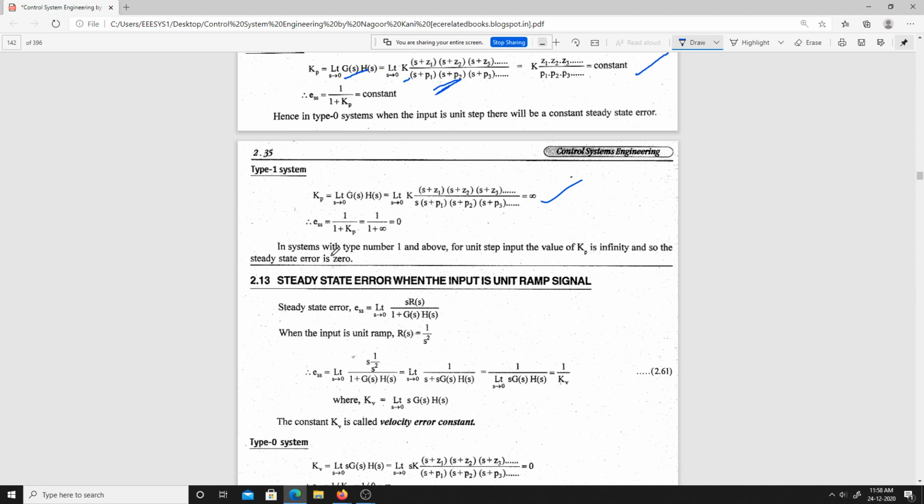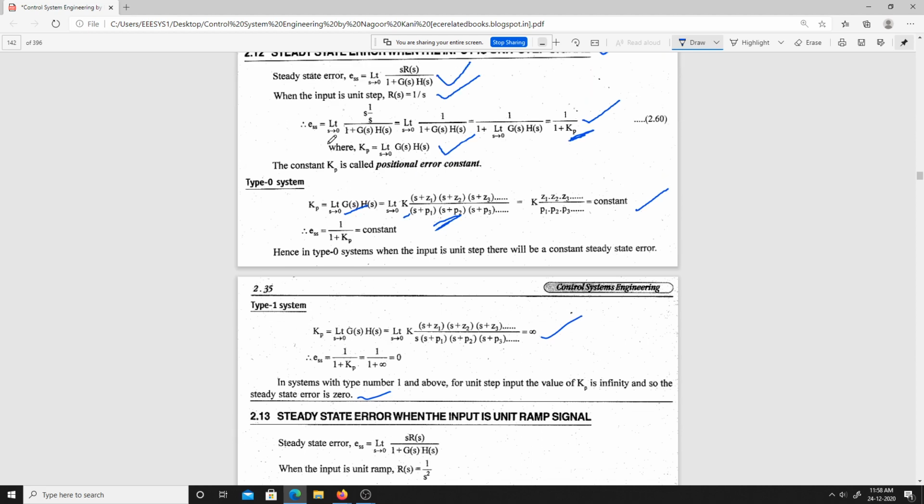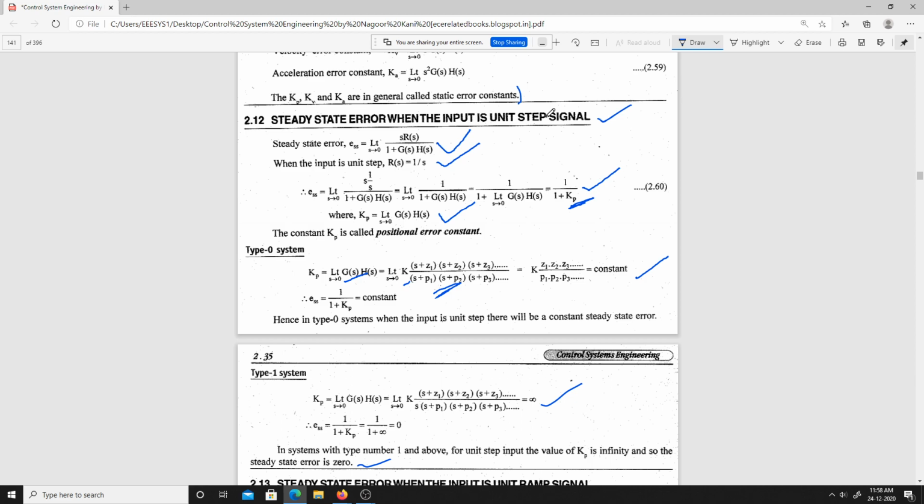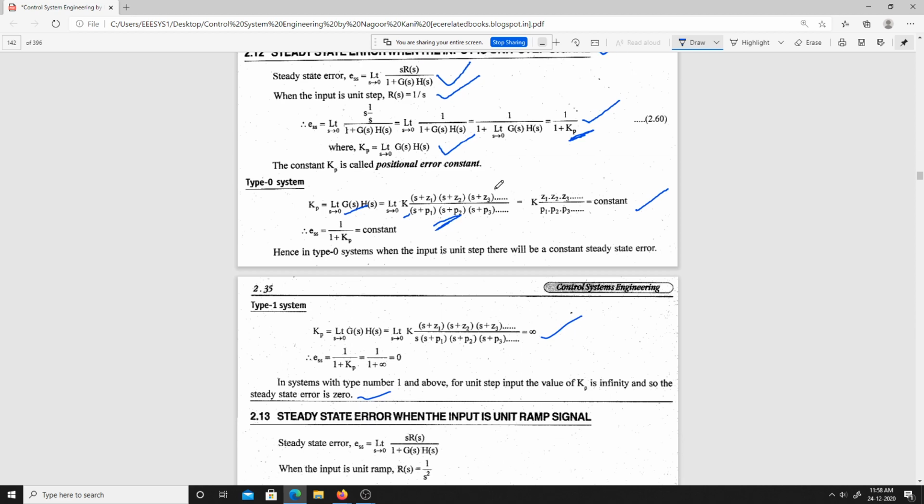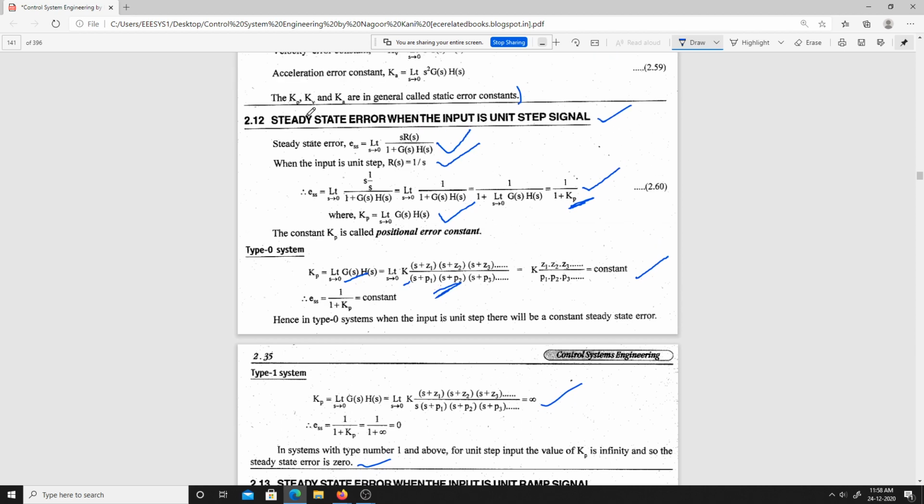So what is the observation we can make here? In a system with type number 1 and above, for unit step input the value of kp is infinity, and so the steady state error will be 0. Is it clear with this? This is for a unit step input. Please look at this once from here to here, everyone.